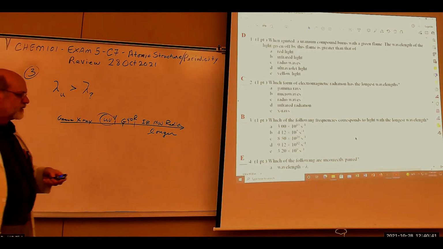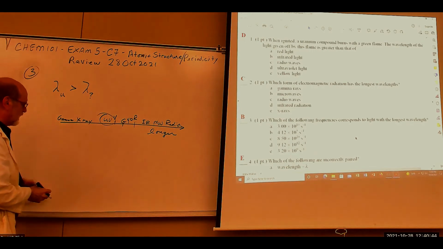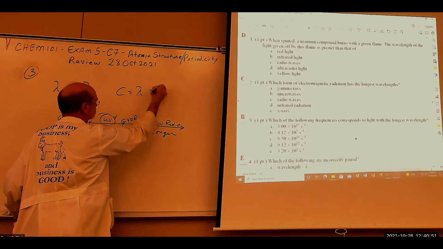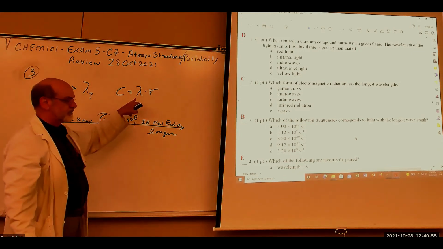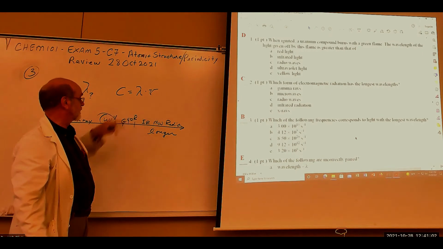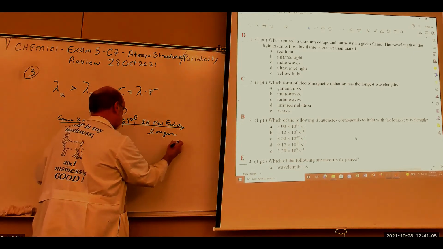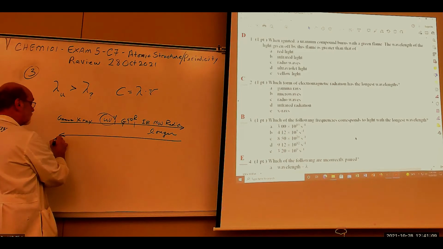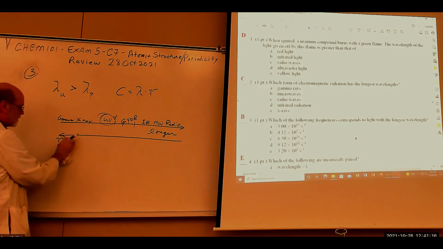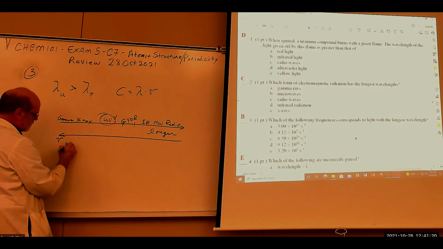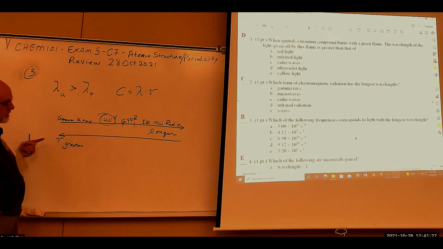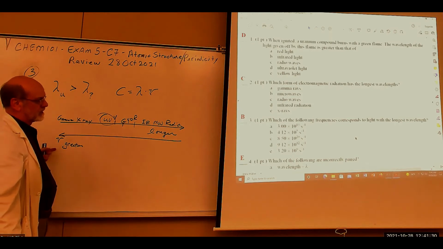Number 3. Which of the following frequencies corresponds to light with the longest wavelength? Okay, if the wavelength gets longer, remember this? Inverse proportionality. Wavelength gets bigger, frequency gets smaller. Smaller number. So if the wavelength is longer, that means the frequency is just the other direction. The longer, I should say not longer, say the greater. Greater or larger value for frequency is down here.